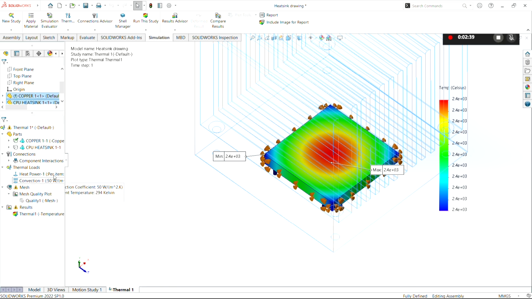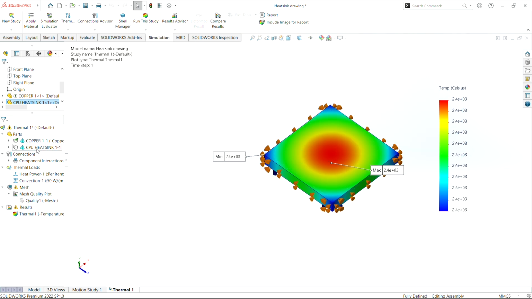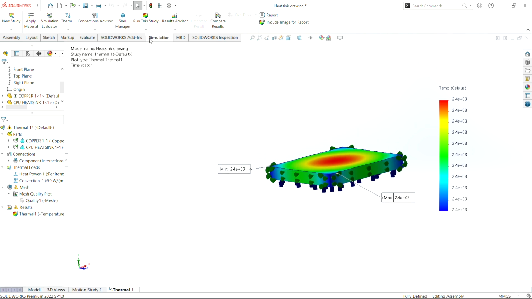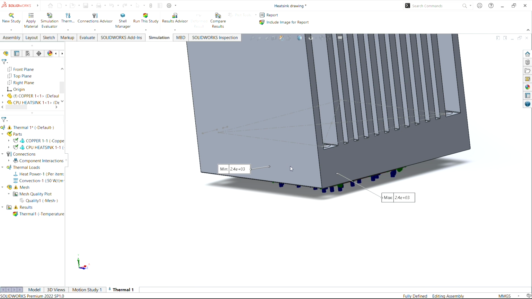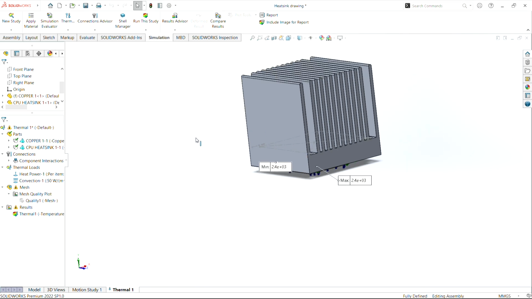Since this is a forced convection type and it is air cooled, we use the convection coefficient of 50 watts per meter square Kelvin. Generally, in an enclosed space, the convection coefficient of air ranges from 10 to 500 watts per meter square Kelvin at room temperatures of 294 Kelvin. So upon simulating, this is the final result that we obtain.